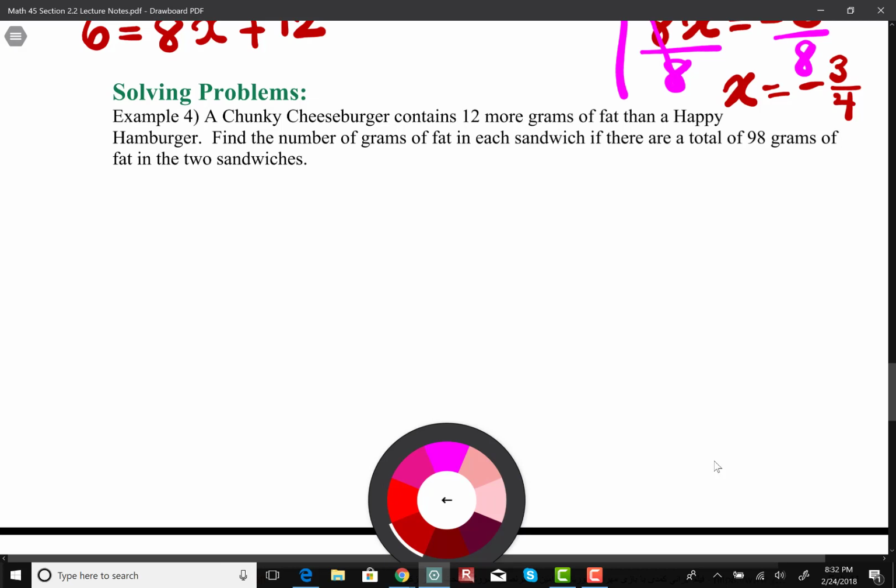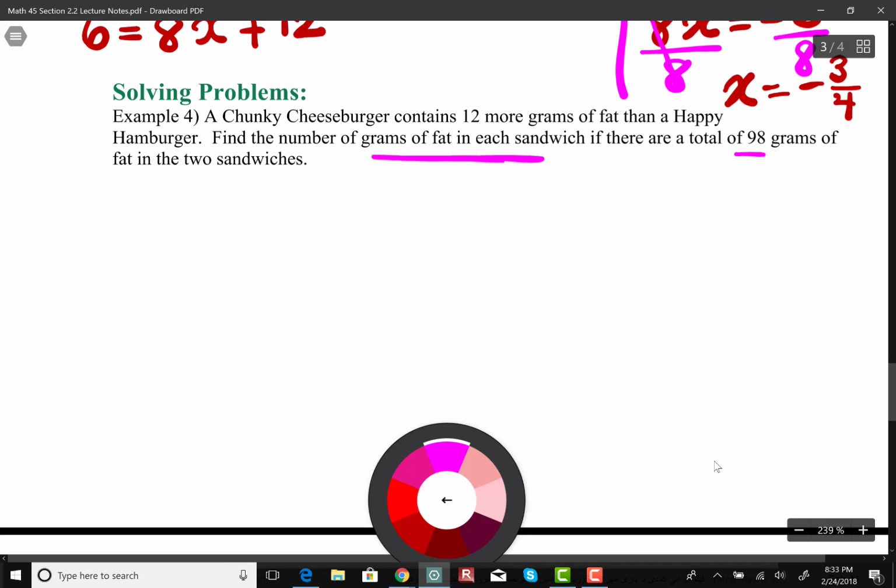It's just we know chunky cheeseburgers have more fat, 12 grams more. That's all the information we have. But we have one more piece of information also, that total grams of fat for both sandwiches are 98 grams in total. And these two pieces of information are enough to answer the question. It says find the number of grams of fat in each sandwich.